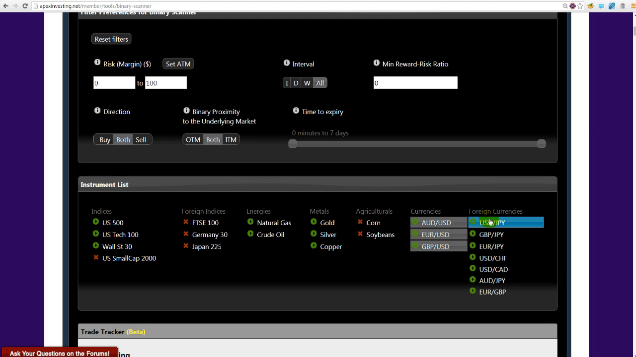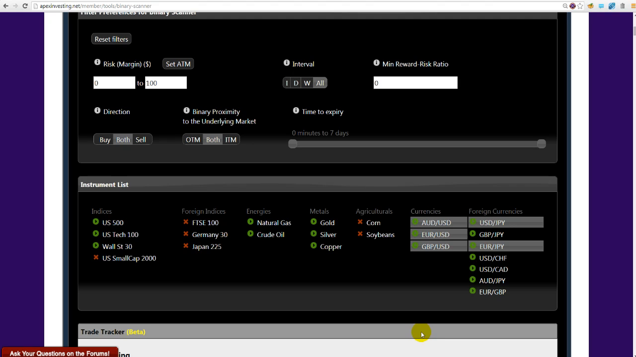Specifically, I'll focus on these pairs right here. Right now, the main reason is they have expirations every hour. They're 7 o'clock daily, then they got 8, 9, 10, 11, all the way till 5 o'clock the next day. They have expirations every single hour. So whatever your schedule is, you can focus on those.